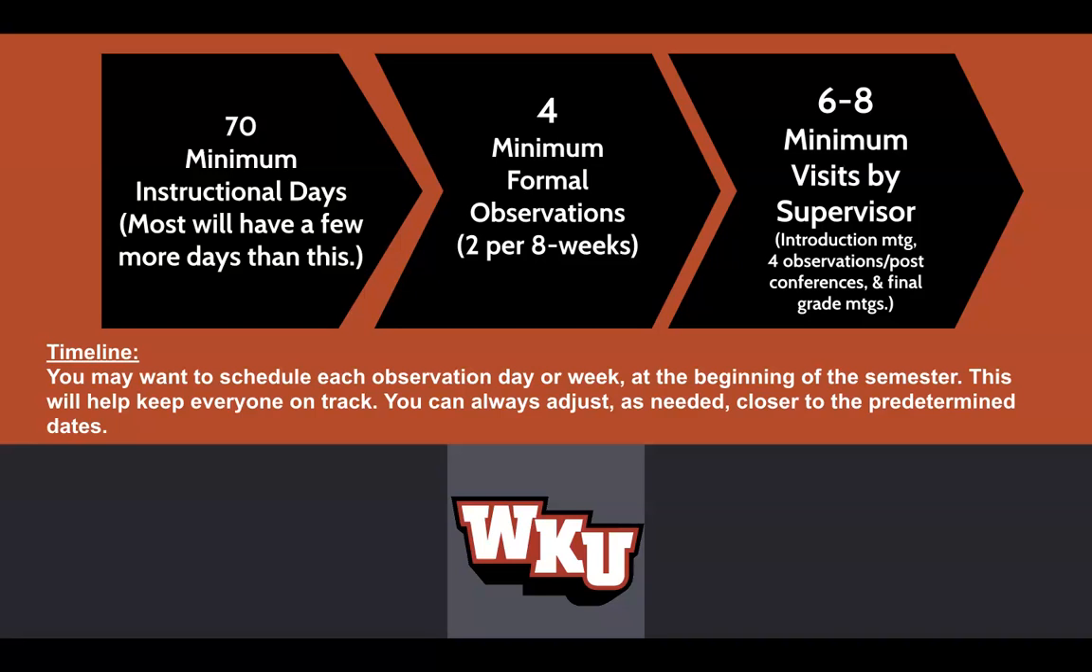So that's where we get that 6 to 8 minimum visits to the school. I would suggest that you go ahead and schedule at the very beginning of the semester, with your mentor teacher and your student teacher. Go ahead and make a plan for, approximately this week we need to schedule our first observation. And then so many weeks later, we need to schedule our second observation, and then the third and the fourth. I think that's important to go ahead and get it kind of predetermined on a calendar.